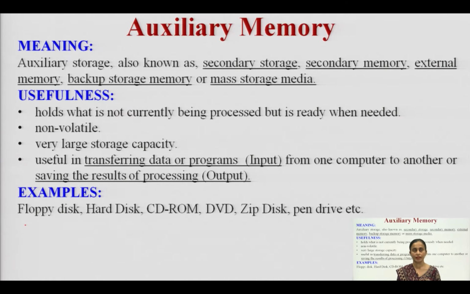So, what is it used for? The usefulness of this auxiliary memory is that it holds data that is not currently being processed by the CPU, but is ready when it is required by the CPU. As we know, we require the CPU when we want to execute any instruction. Whenever any instruction wants to get executed, it should reside in main memory, and because of the size limitation, everything cannot be accommodated inside the main memory.